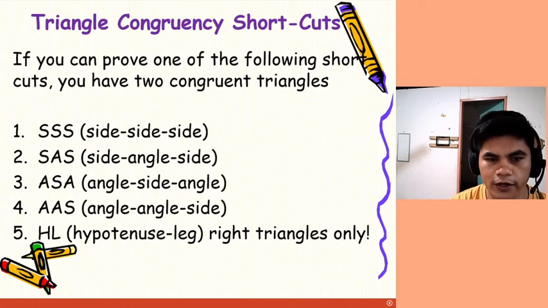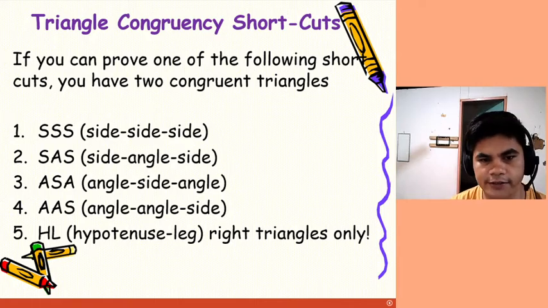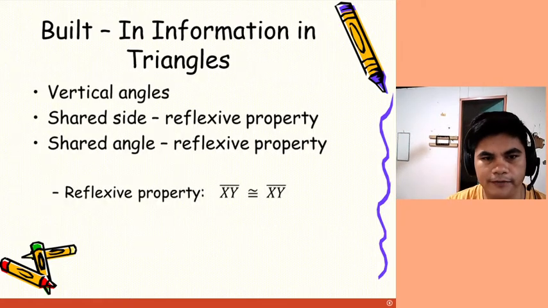Number one, we have the SSS, or side, side, side. The SAS, or side, angle, side. The ASA, angle, side, angle. And the AAS, angle, angle, side. And the last one is for right triangles only, which is hypotenuse leg, or the HL. Now, let us describe these one by one.